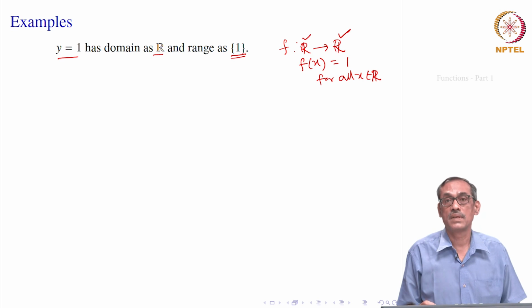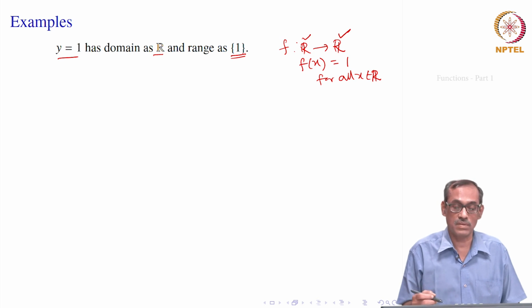Sometimes the domain will not be given, we will just say consider the function y equal to 1 or consider the function f x equal to 1. There we may have to find out the largest possible subset of R where it is defined, if it is possible. So, in this case it will be whole of R, because it is defined for the whole of R, and this is called a constant function whose value is 1.